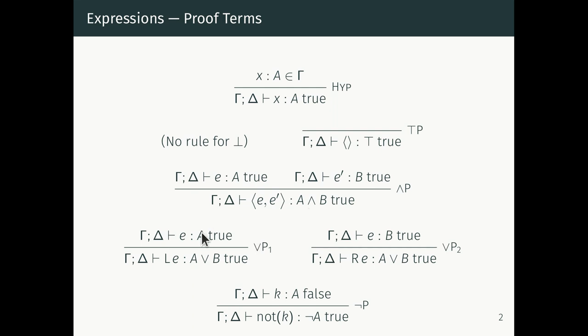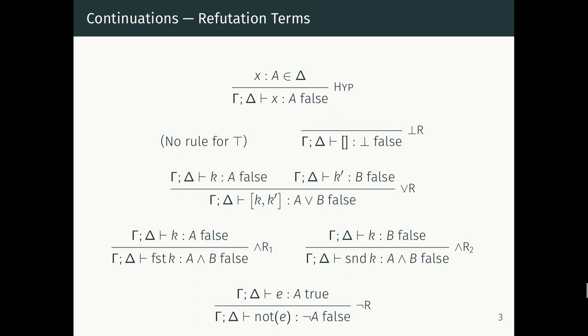And if we have a proof of A, we can use the left injection to show that A or B is true. And if B is true, on the other hand, we can use the right injection to show that A or B is true. And finally, to show that not A is true, we can simply try refuting it and showing that A is false. And the nice thing about this classical system is that it's perfectly symmetrical.